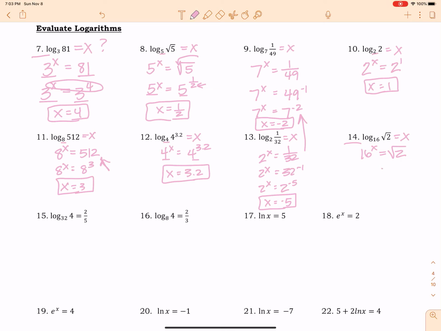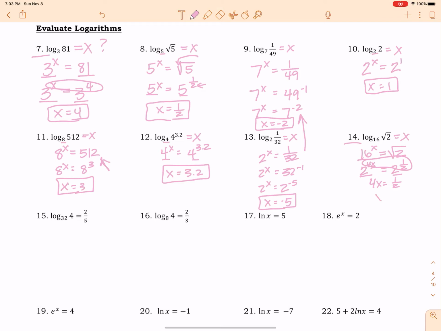All right, for this one, I can write 2 to the 1/2, but I can't write 2 in a base of 16. I can't make it bigger than it is. But I can write 16 in a base of 2, because 16 is 2 to the 4th. So what I would essentially have here is 2 to the 4x. Once my bases are the same, then I can set 4x equal to 1/2, because I can set the exponents equal to each other once the bases are the same.